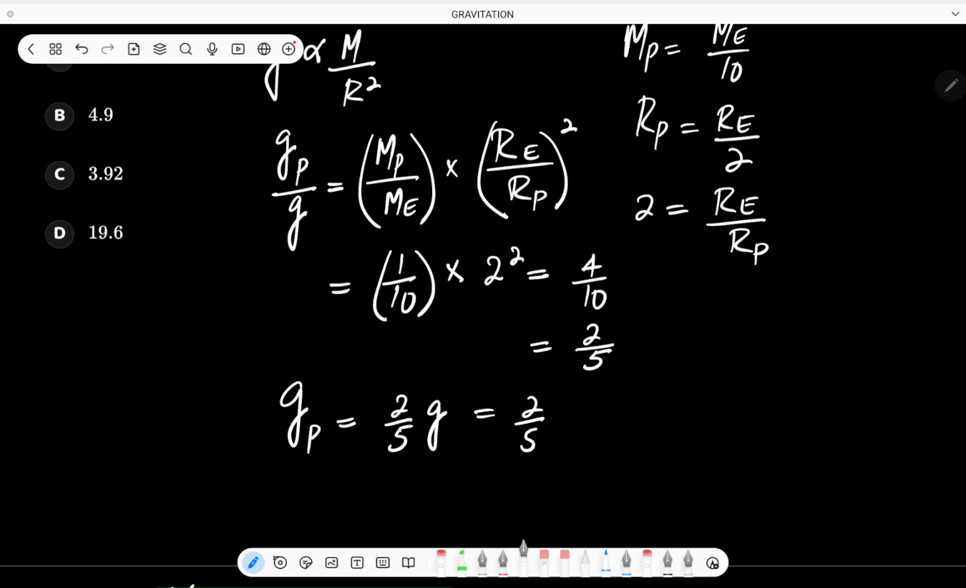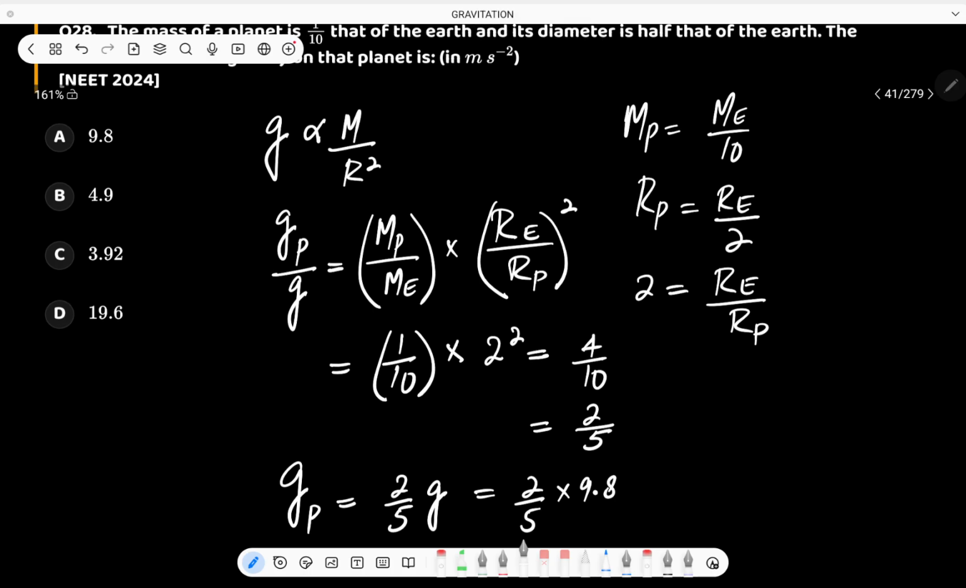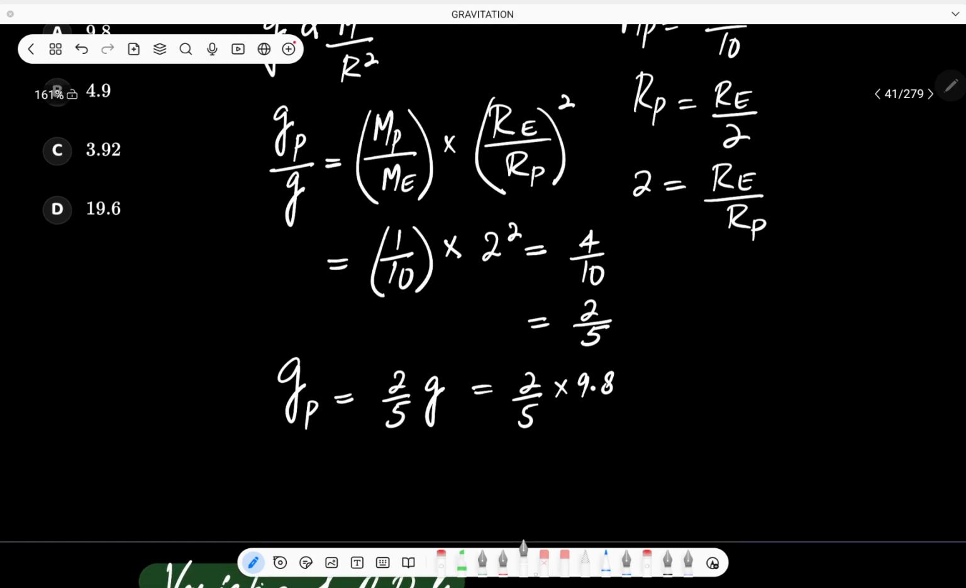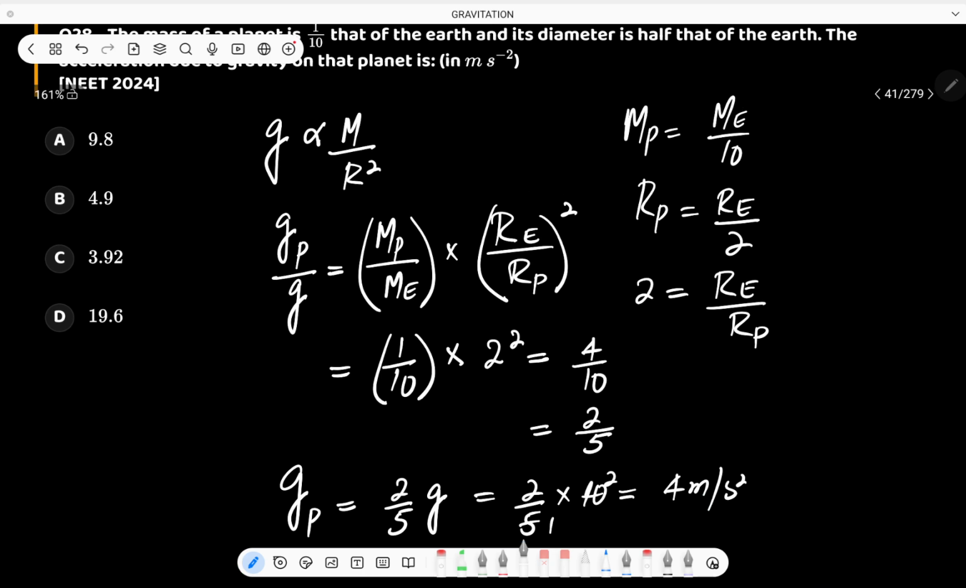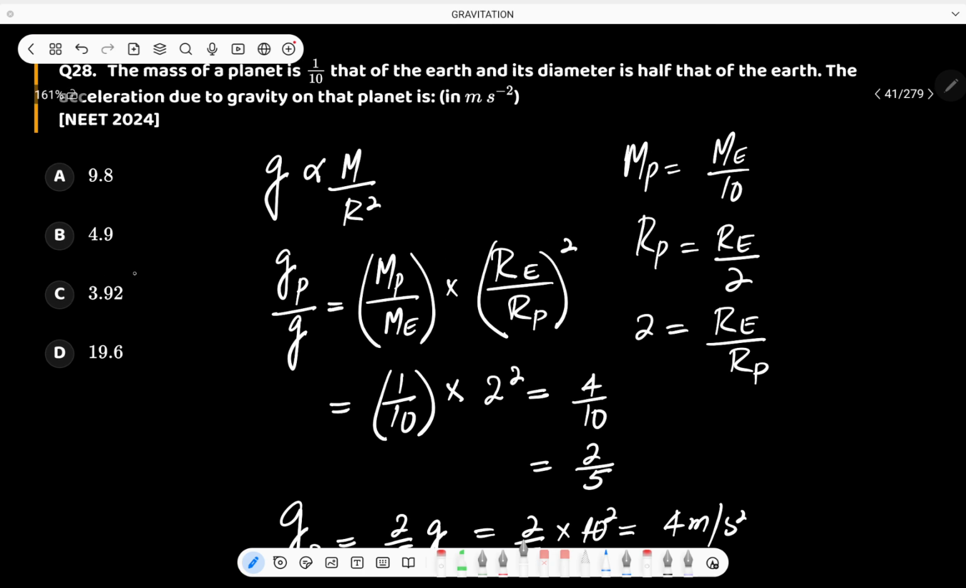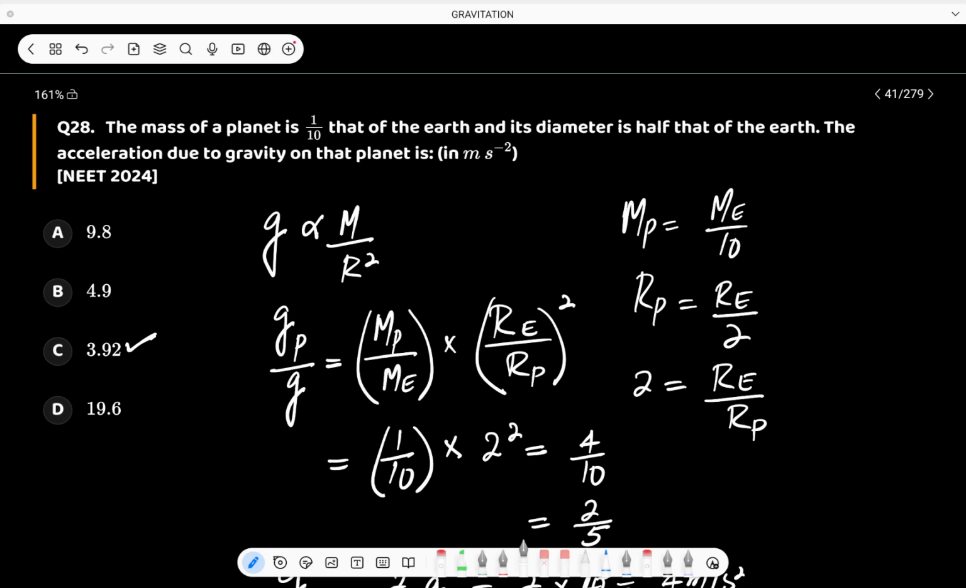2 divided by 5, I will write down here 9.8 meter per second square. Or let's do one thing, let's write down 10 meter per second square for mathematical convenience. 5 1 5 2, 2 into 2 is 4 meter per second square. Now let's have a look at the options. There's only one option which is close to 4 meter per second square, that is 3.92. So the correct answer to this question is 3.92 meter per second square.